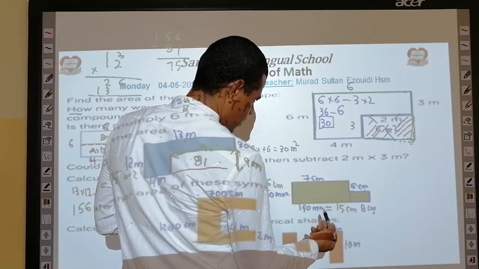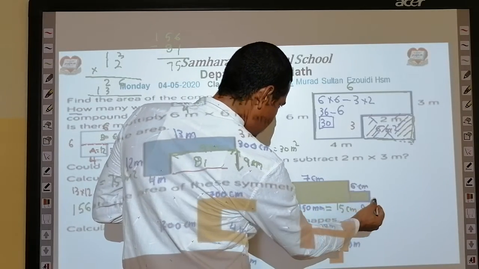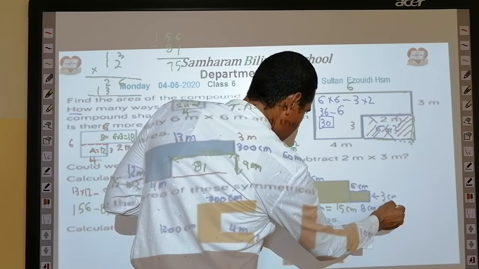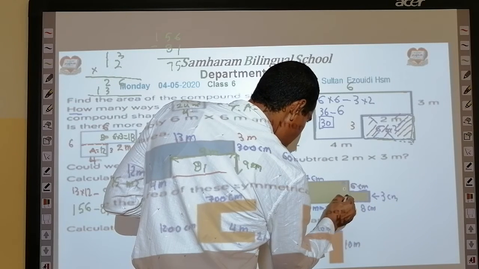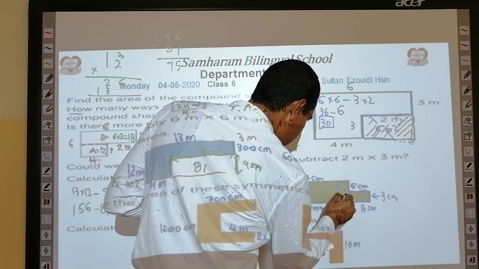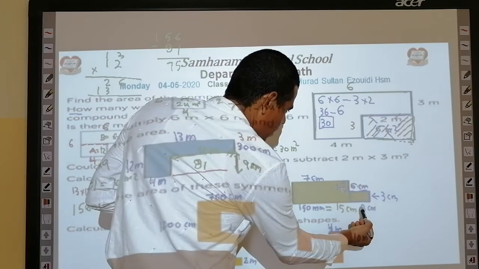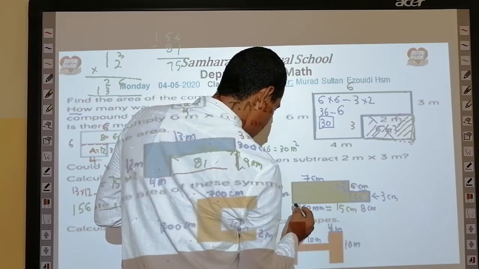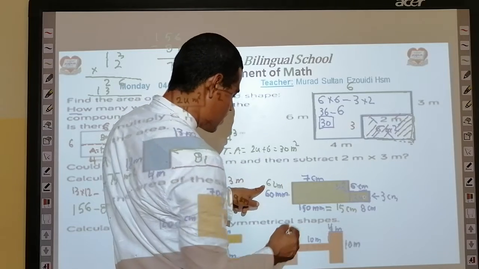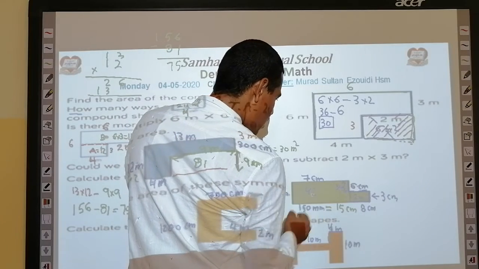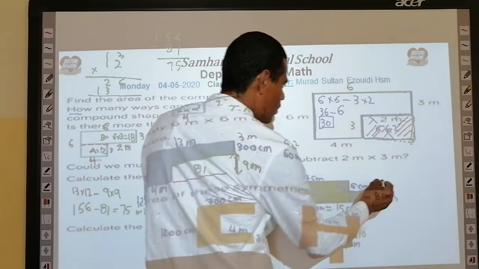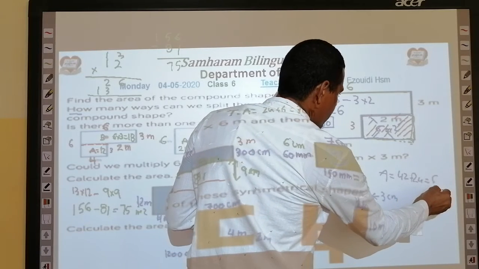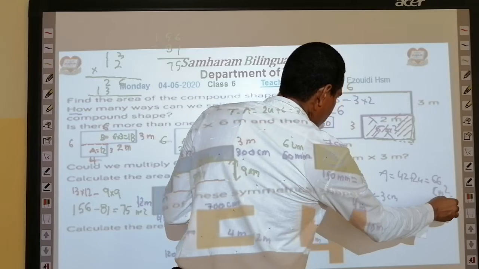So this is 6, this is 3 centimeter, and from that to that is also 3 centimeter. So that means I will make 3 multiplied by 8 is 24. This is 24 centimeters square. This one, 7 multiplied by 6 gives 42. So the total area is what? It's 42 plus 24, which gives 66 centimeter square.